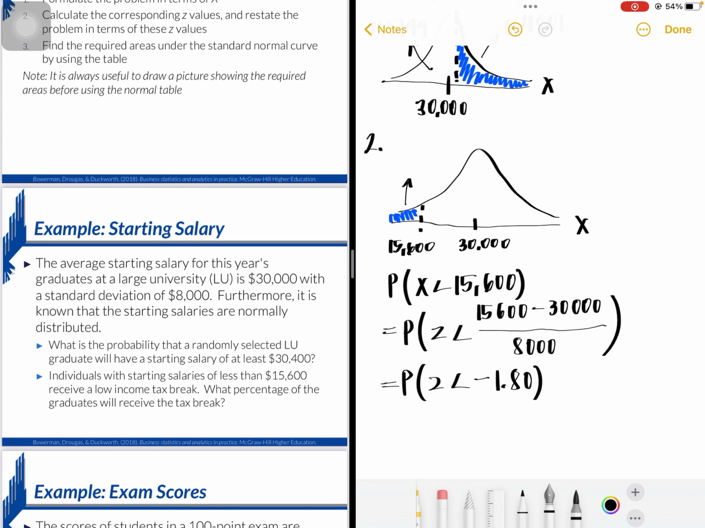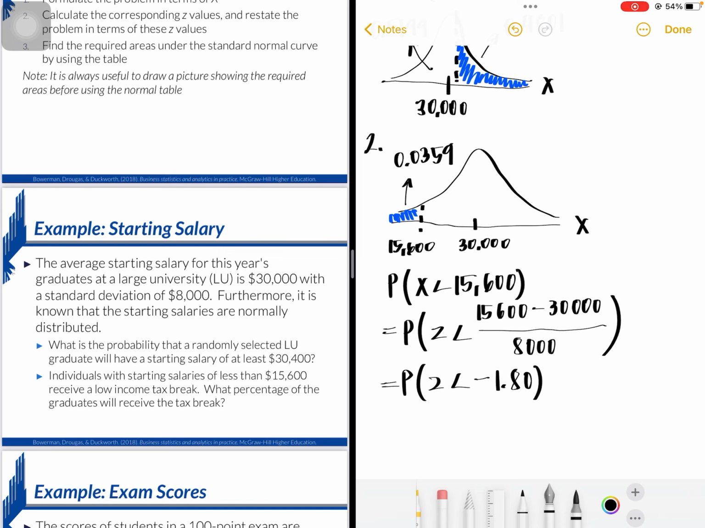So again, once you reach this part, you now have two options. Again, you can use the standard normal table, and since we just need to get the area to the left of negative 1.8, we can just look for negative 1.8 in the table. And if we do that, what the table will give us is 0.0359 or 3.59%.